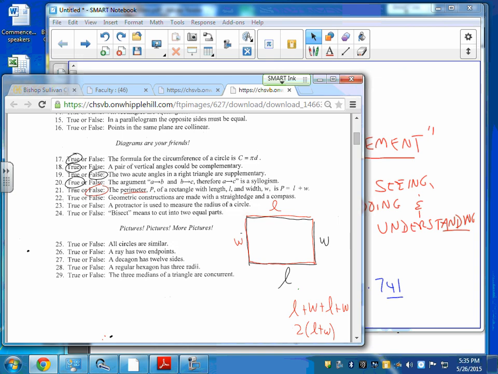Geometric constructions are made with straight edge and compass. That's absolutely true. You will have to do a couple of constructions on the exam, and we'll get to those in just a little bit.